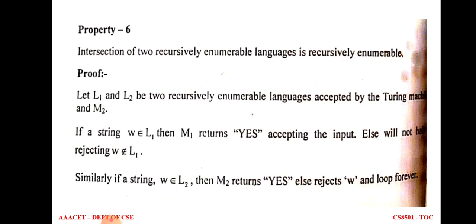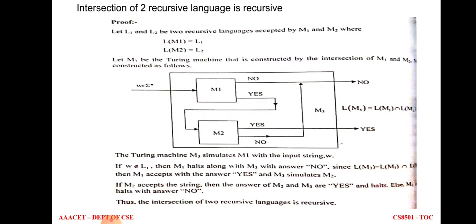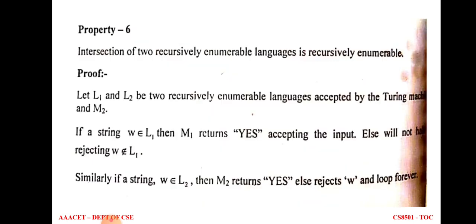So the last property is that the intersection of two recursive enumerable languages is recursive enumerable. The previous theorem was that the intersection of two recursive languages is recursive. This one is the intersection of two recursive enumerable languages being recursive enumerable. To understand these six theorems, we should know what a recursive language is and what a recursive enumerable language is. Without knowing that, we can't understand these six theorems.